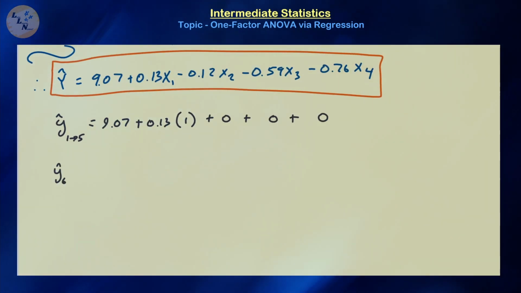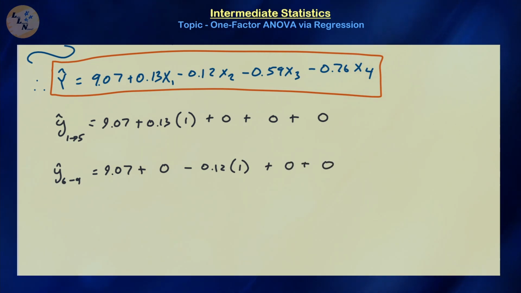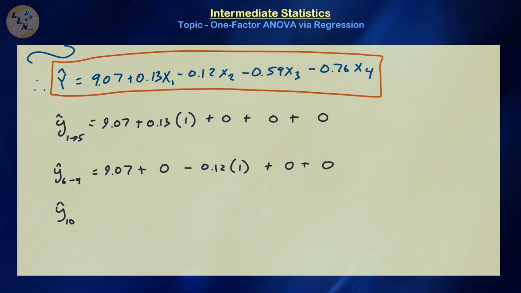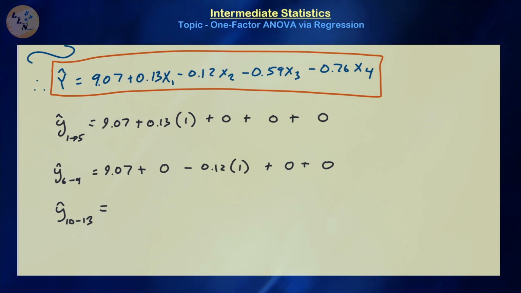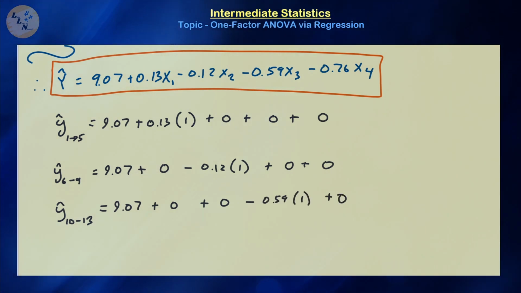And then y hat 6 through 9, so the predicted values for the 6th through 9th participant, so that is going to be our children group, is going to be equal to 9.07. Since we're in the second group, the first variable value is going to be 0, the second variable value is going to be 1, so that's going to be equal to minus 0.12 times 1, and then plus 0 plus 0. And then y hat 10 through 13. So this is going to be our teenager group. That's going to be 9.07 plus 0 minus 0.59 times 1 plus 0.